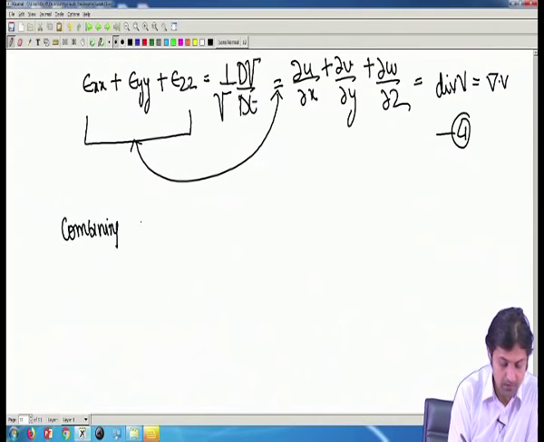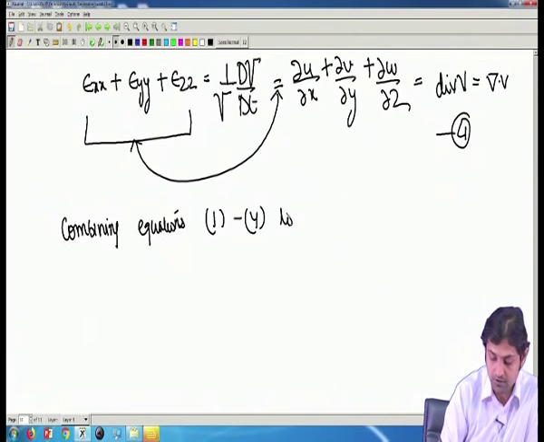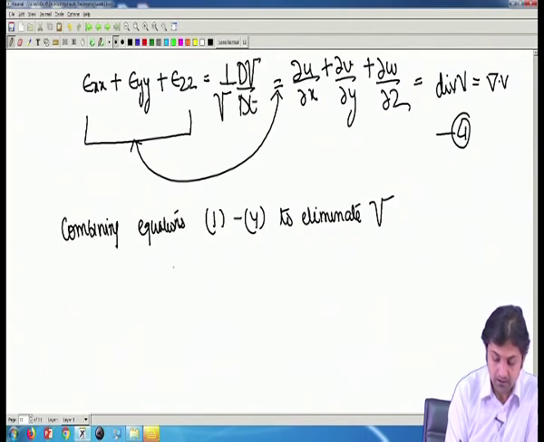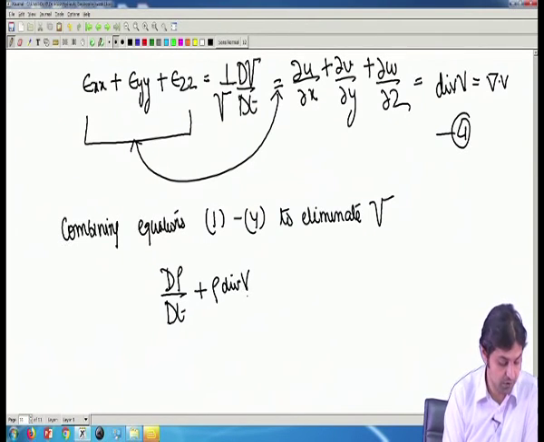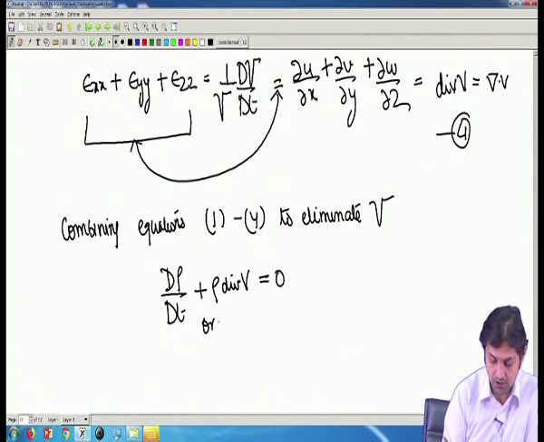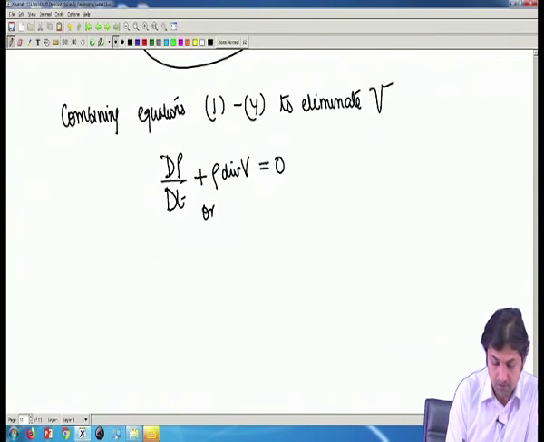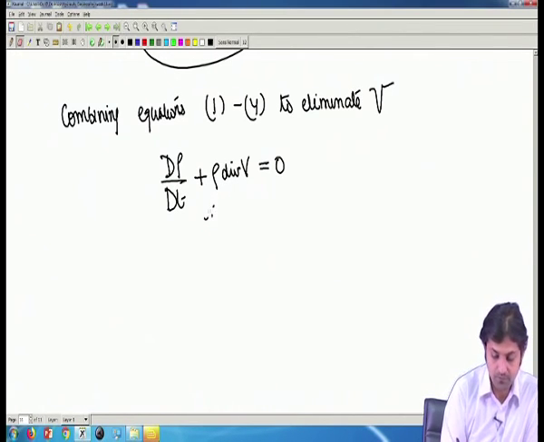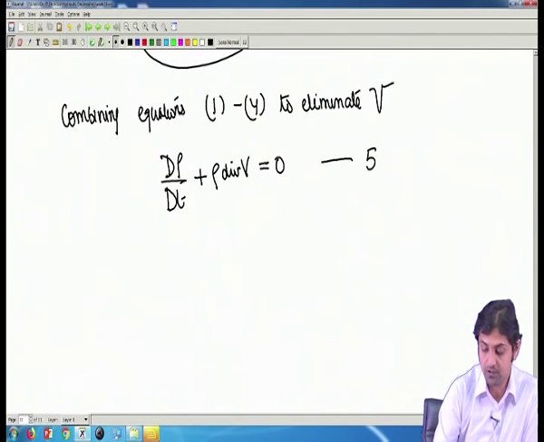Combining equations 1 to 4 to eliminate this volume, what we can get? We are going to get d rho/dt plus rho divergence of V, so this is velocity V, not the volume V, is equal to 0. So this is equation number 5.